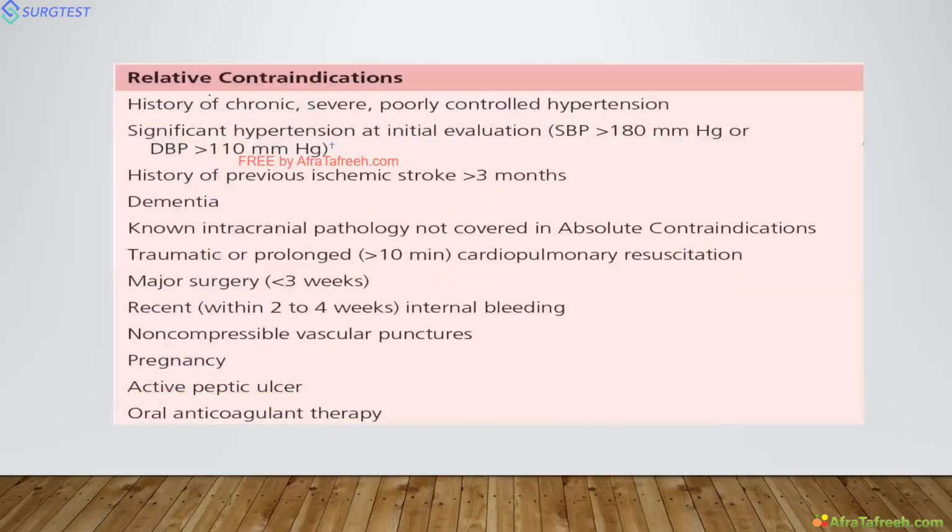Then the relative contraindications are the other things. History of poorly controlled hypertension is a relative contraindication. Significant hypertension at initial evaluation: you can reduce the BP and lyse. History of stroke more than 3 months ago: you can take high-risk consent and lyse this patient. There is a risk of bleed.